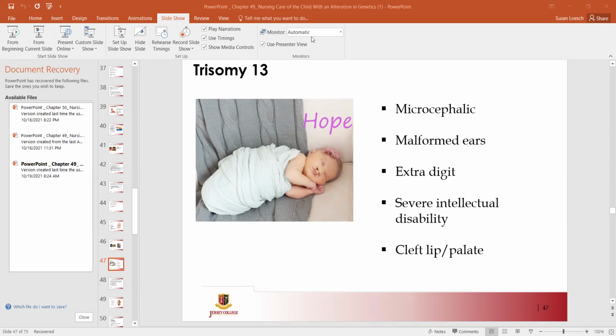So again, nursing management, mainly supportive. It's going to be a difficult time for the baby. So you're going to provide support and resources for the family, and an organization named SOFT, which helps families that have these chromosome abnormalities.